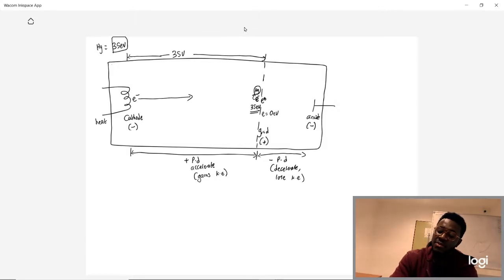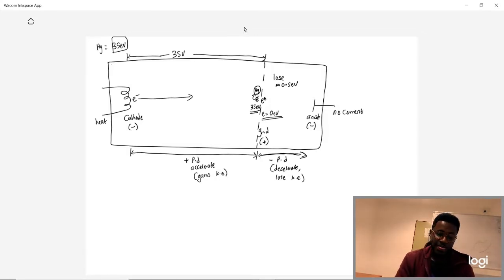It cannot overcome this negative potential difference, because to overcome this negative potential difference, you have to lose 0.5 electron volt, right? So because that's 0 electron volt energy, it cannot overcome the negative potential difference. So is there going to be current or no current? No current, exactly, because if it cannot overcome the negative potential difference, it cannot reach the anode, and there will be no current. You understand, right?